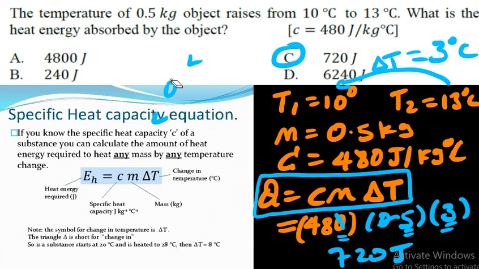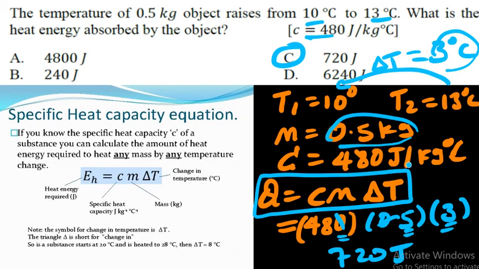Okay, let me repeat what I did here. The temperature of a 0.5 kilogram object rises from 10 to 13, which means the change in temperature is 3, and the mass is also given to you, 0.5 kilogram, and the specific heat capacity of the object is also given to you, 480 joule per kilogram degree Celsius. So what is the formula? Before the formula, let me state what the specific heat capacity equation means. This is the equation of specific heat capacity: Q is equal to C times mass times change in temperature.